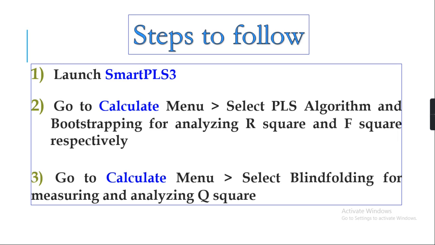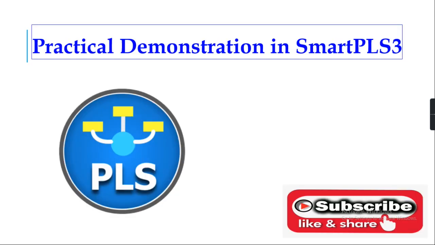We need to follow some steps in order to analyze Q square, F square, and R square in Smart PLS3. At first, we are going to launch Smart PLS3 and develop our research model, the model that has independent variables and a dependent variable. The next step is to go to the Calculate menu, and select PLS algorithm and bootstrapping for analyzing R square and F square respectively. However, to measure Q square, we need to perform the blindfolding procedure. For practical demonstration, have a look.